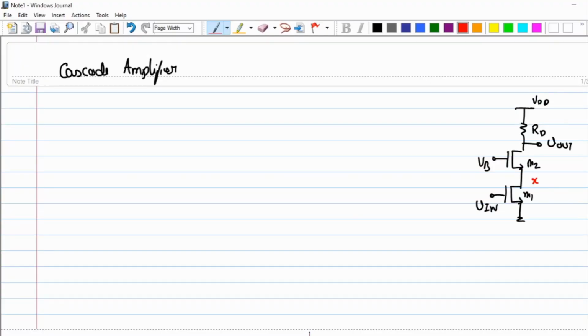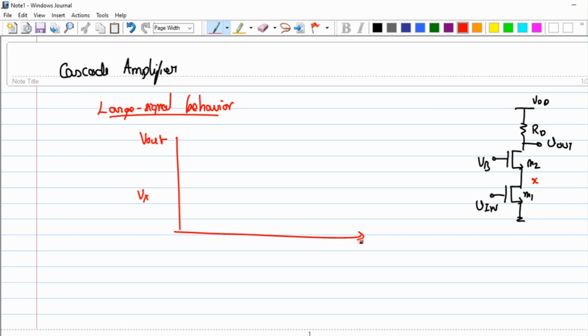Yeah, so in the last class, probably during the stream, I spoke about a particular problem, okay? In the stream, I discussed two types of concepts. One of the concepts is the large signal behavior, looking at the node Vout as well as the node Vx, with respect to the variation in my Vin.